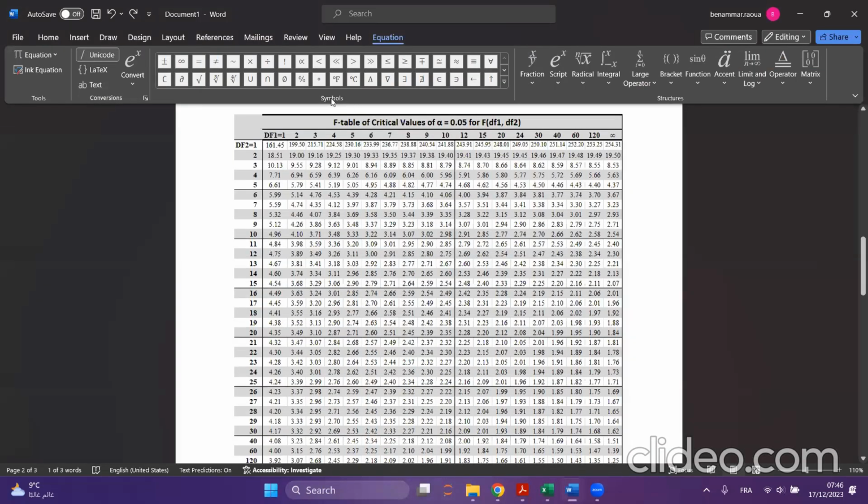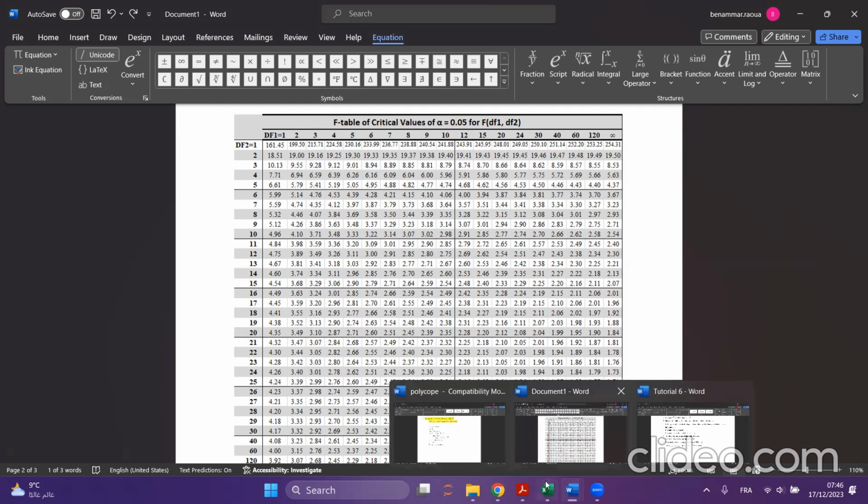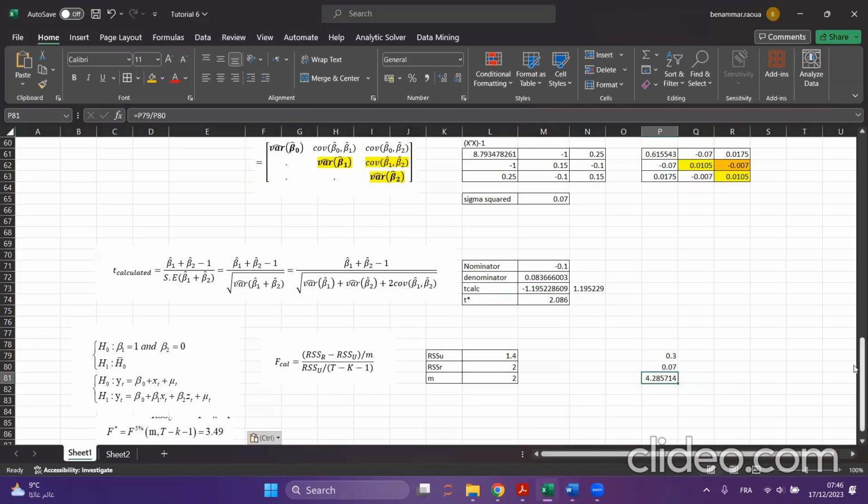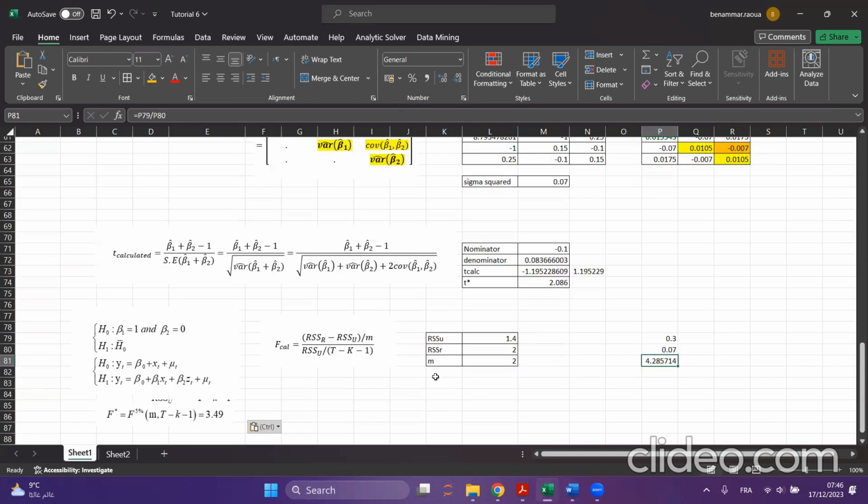It's equivalent to F(2, 20), which is the same value we used earlier. By comparing the two values, we can see that the calculated value is larger than the critical value from the table. Hence, we will be rejecting H0. We'll be rejecting the restricted model. This is it for this problem. Thank you for your attention and let me know if you have questions.